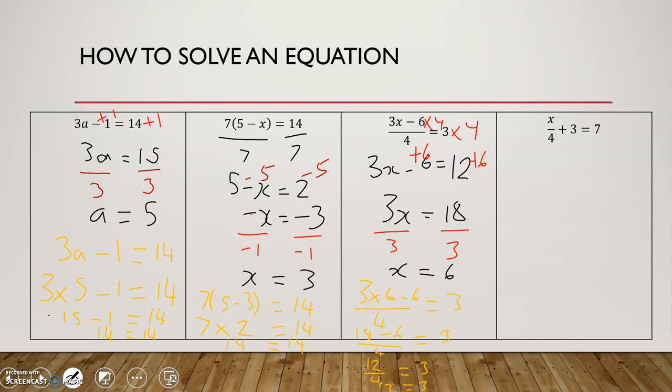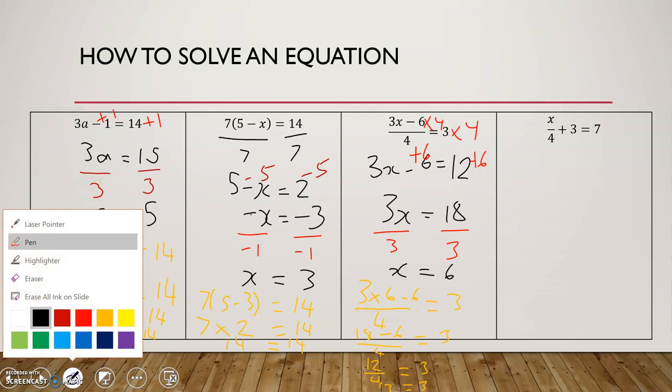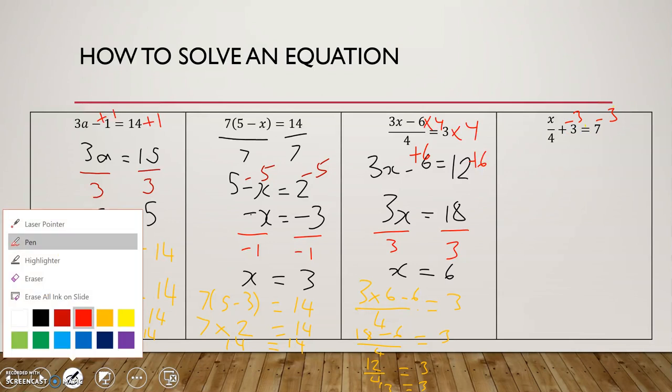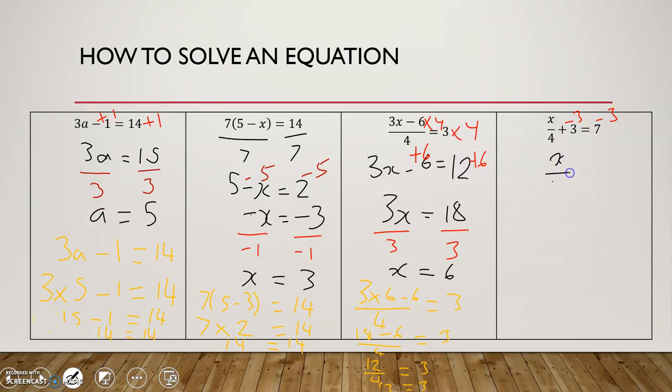My final example is x over 4 plus 3 equals 7. Now again, I want to make sure that I get my letter by itself. So the opposite operation of adding 3 is to take away 3 or subtract 3. So that means that my next line of working will be x over 4 equals 7 minus 3, which is 4. Now x over 4 is the same as saying x divided by 4. So my opposite operation would be to times. So I times both sides by 4. So I now have x equals 16.